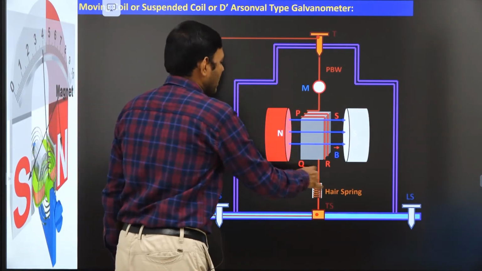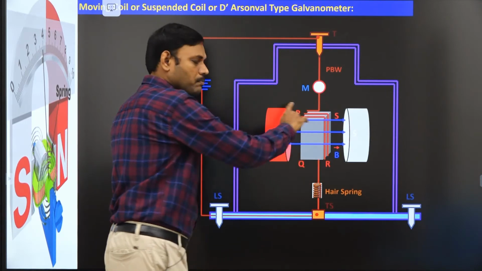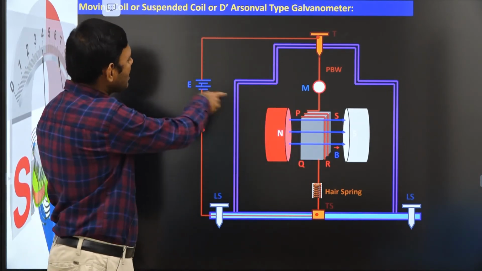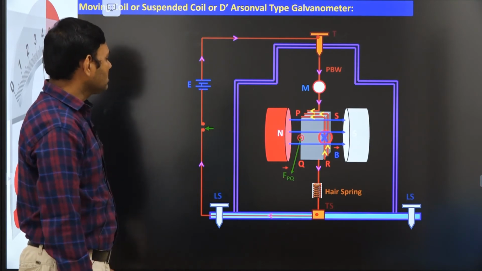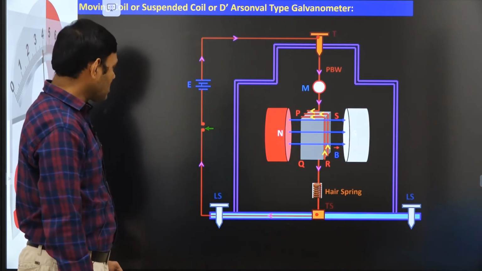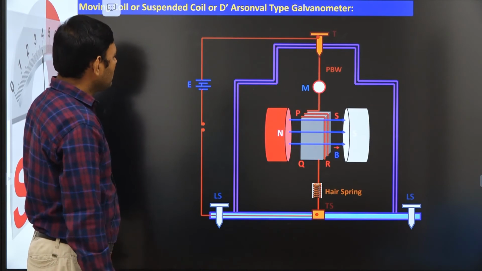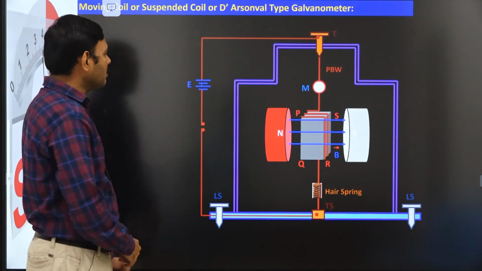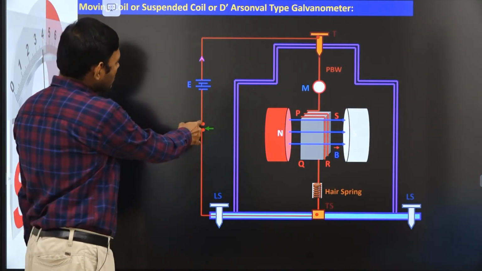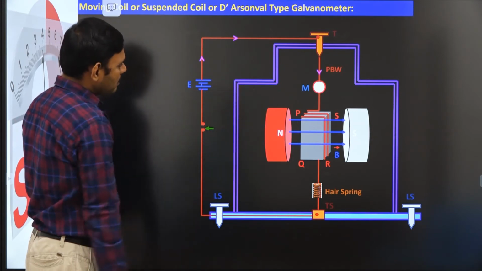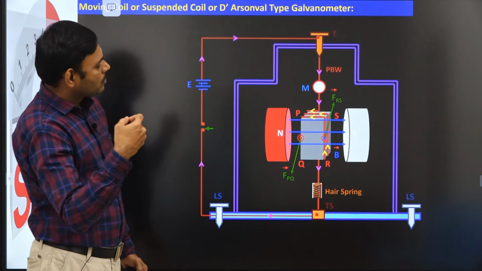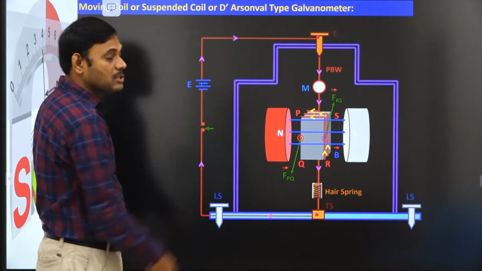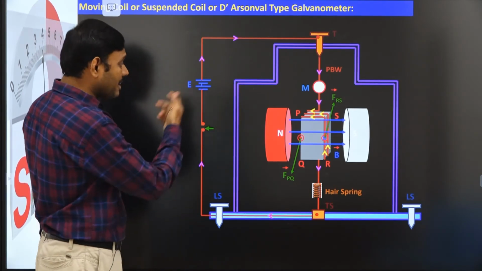Then current is traveling in the PQRS direction due to the connection of this coil with the battery. See the arrow marks, students, there are so many changes you are observing in this diagram. Look into the diagram. When the key is closed, current is traveling, and so the force on PQ acts out of the board and on RS acts into the board. Torque is acting and it rotates the coil.